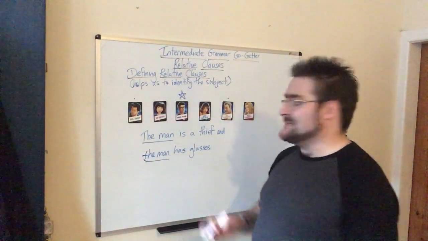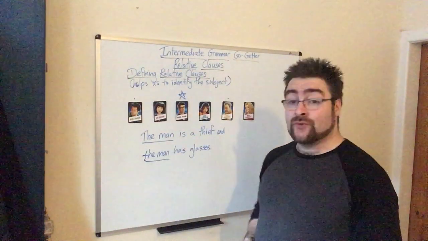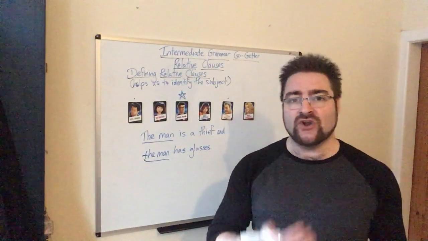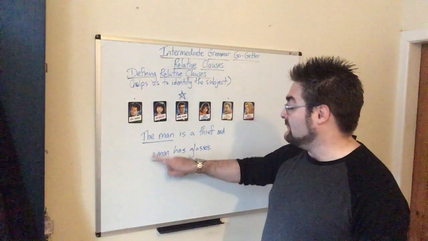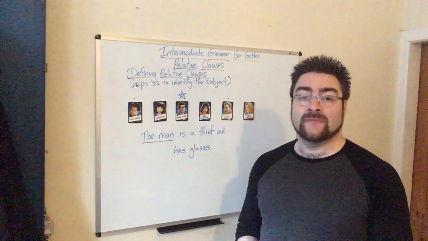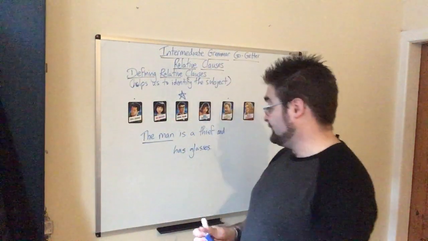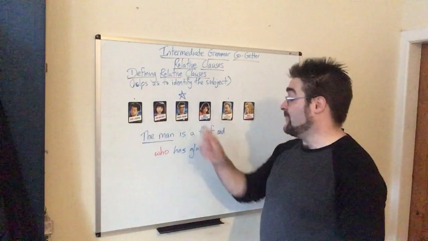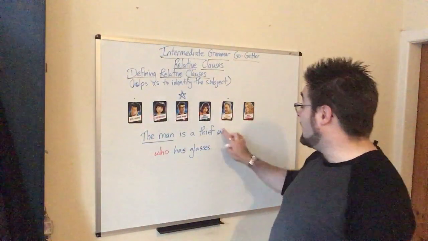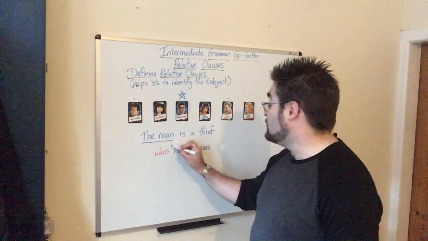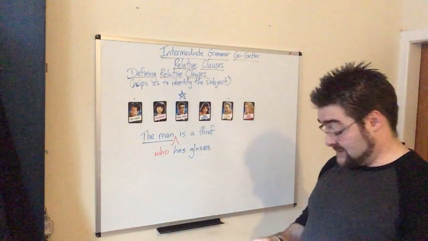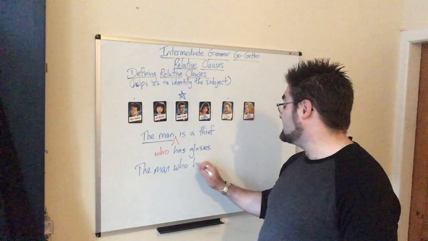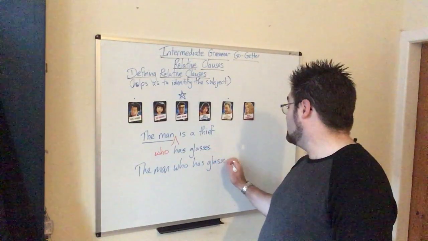So, what is repeated? Well, the man is repeated. It's used in both sentences, and English really hates repetition of any sort. So, I'm going to remove that. And I'm going to add the word who, because we're talking about a person. And after that, all I've got to do is to add this into my sentence. So my new sentence will read, the man who has glasses is a thief.